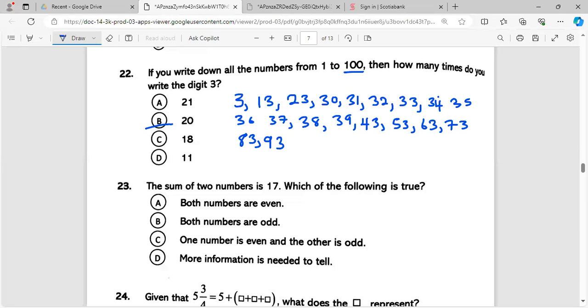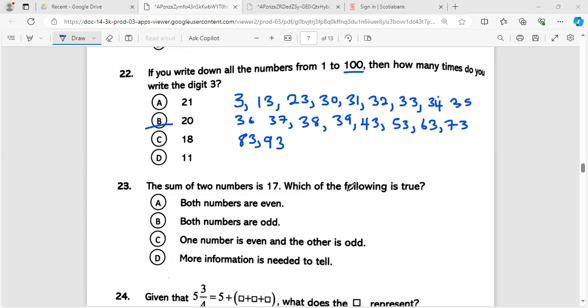Alright, let's look at 23. The sum of two numbers is 17. Which of the following is true? A. No, WhatsApp it to me, guys. WhatsApp it. What do you think the answer should be? And then we discuss, alright? Let's discuss it. The sum of two numbers is 17. Which of the following is true?